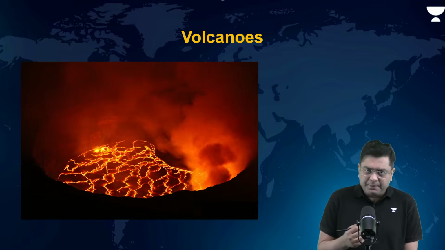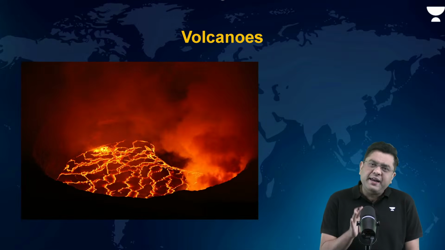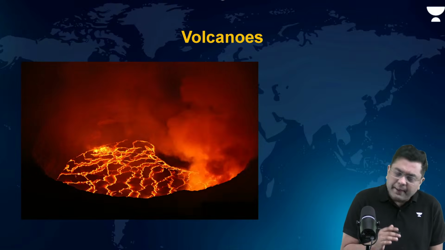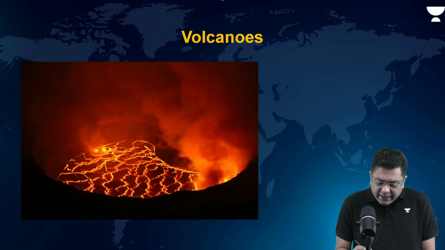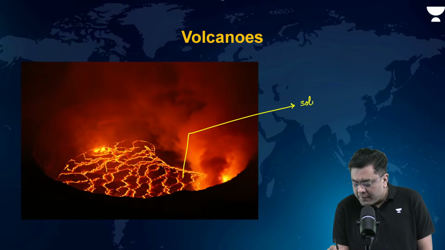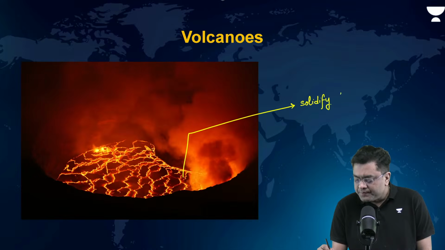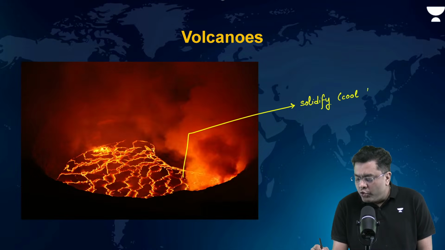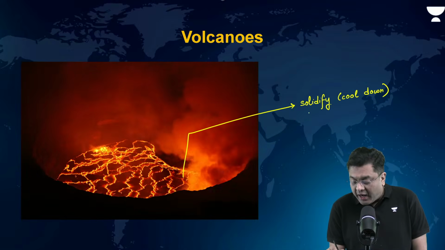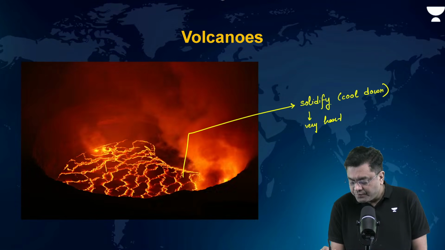Now, whenever a volcano does erupt, the molten materials emerge onto the surface. Whenever that eruption does happen, the molten materials emerge and erupt onto the surface, right? Now these molten materials will solidify. Why do they solidify? Because they cool down. And as they cool down, they form very hard rocks.